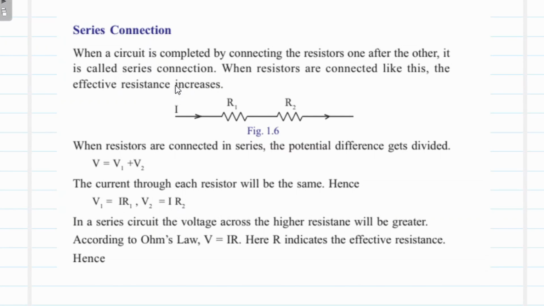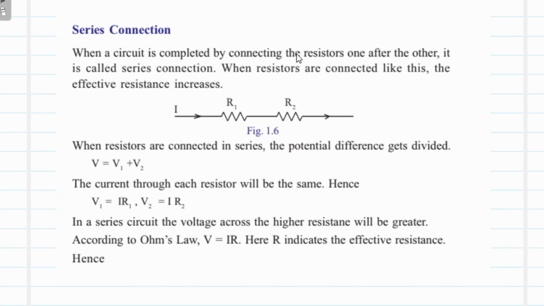So in this chapter, we see how to connect the resistor in various ways. There are only two ways: one is series and the other is parallel. That means one resistor is connected continuously with another resistor. When a circuit is completed by connecting the resistors one after another, resistor R1 is connected with R2 in series manner, that is called a series connection.